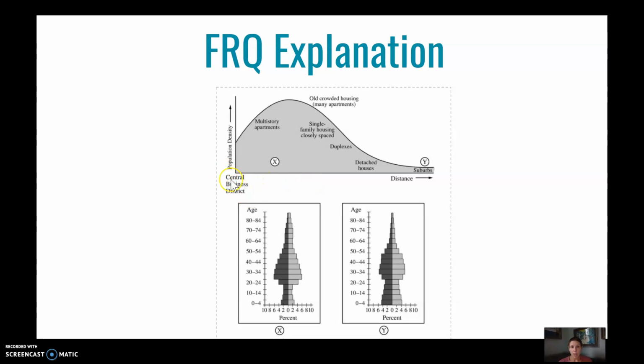the CBD as we've been calling it, and the further out you get, the distance from the CBD that you go into what we have been calling the suburbs, which is where a lot of you guys probably live. You will see underneath this curve, we have various types of residential properties and where they exist in relation to the CBD. So first we have multi-story apartments.